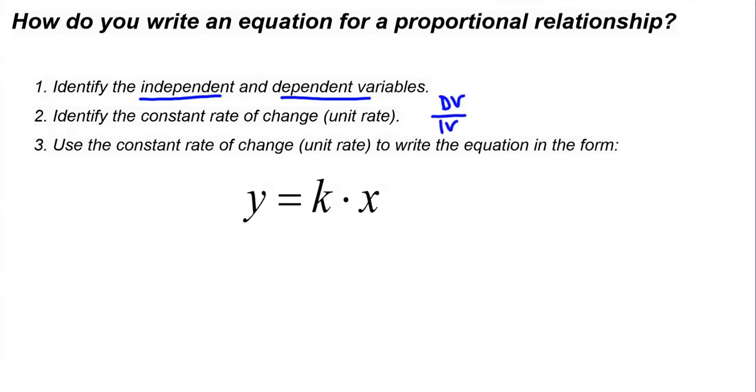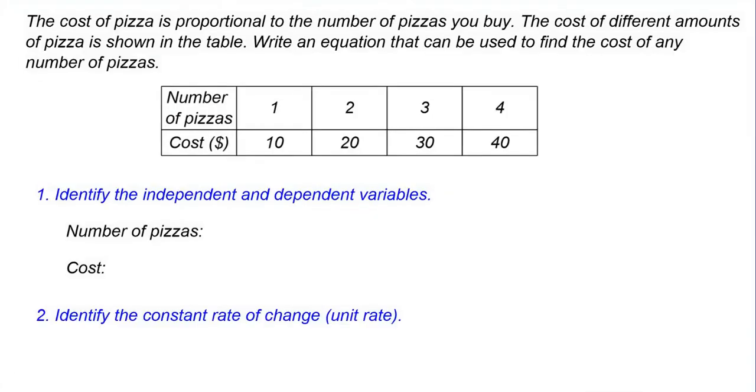And then we're going to use that constant rate of change, or that unit rate, to write the equation in this form: y equals k times x. So here, the cost of pizza is proportional to the number of pizzas you buy. So that tells us we already have a proportional relationship. The cost of different amounts of pizza is shown in the table. We want to write an equation that can be used to find the cost for any number of pizzas.